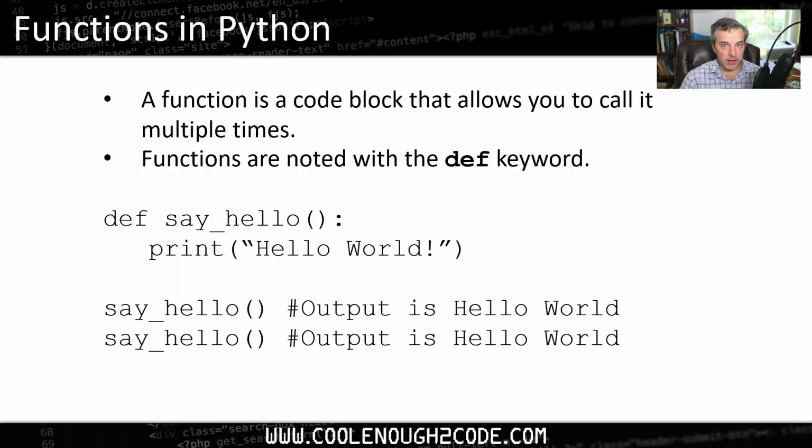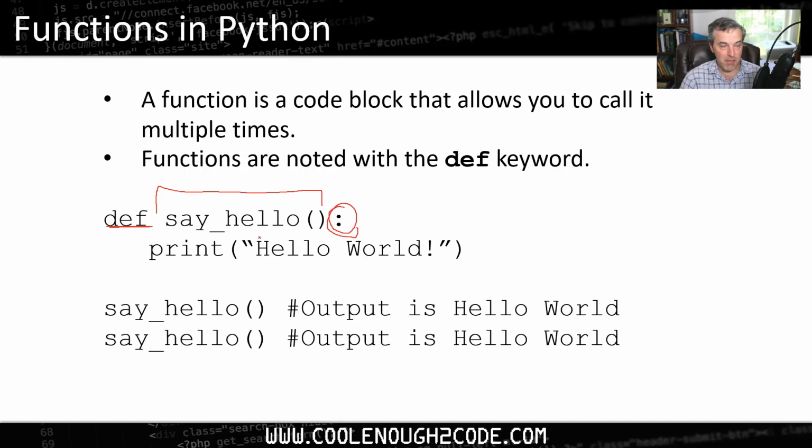Functions in Python are pretty straightforward. Here on the screen, I have an example of a function. The function itself starts with the def keyword. The def determines that we're defining a function. Then we give the function a name. This is what I'm going to call in my code whenever I want to use it. And of course, because it is a code block, I need my colon right there.